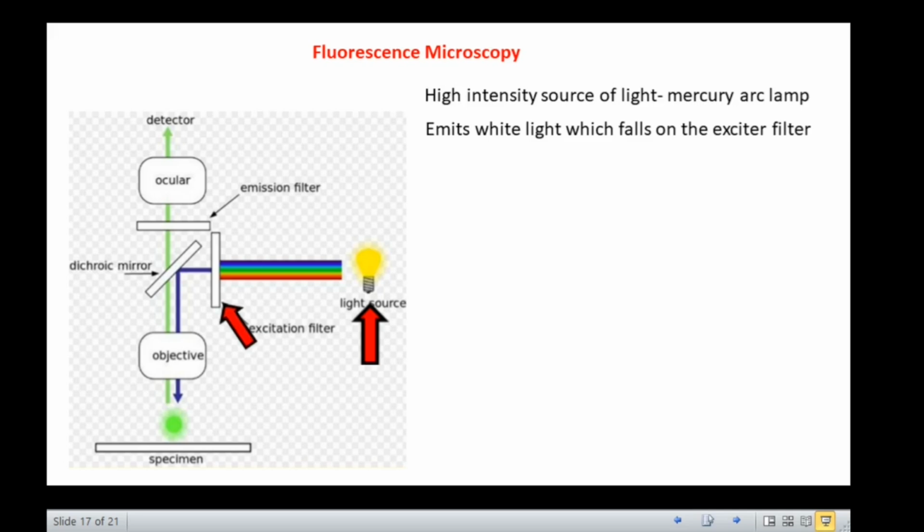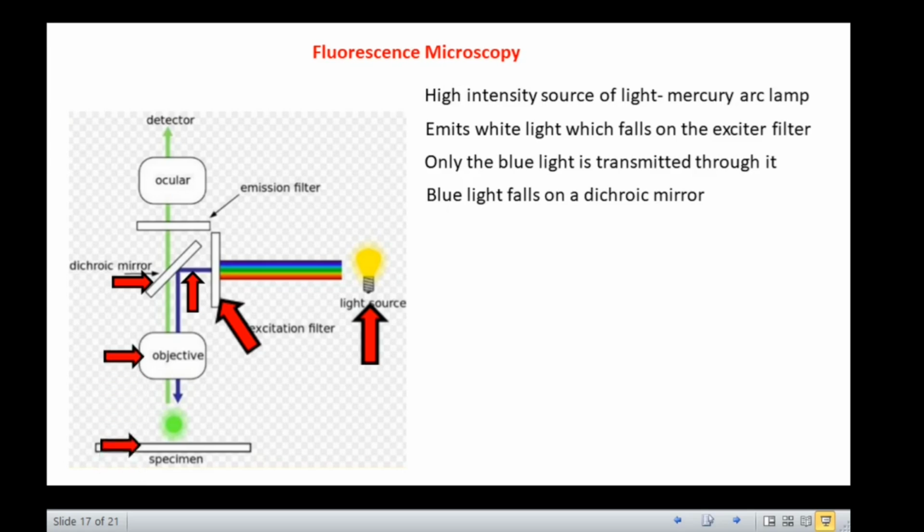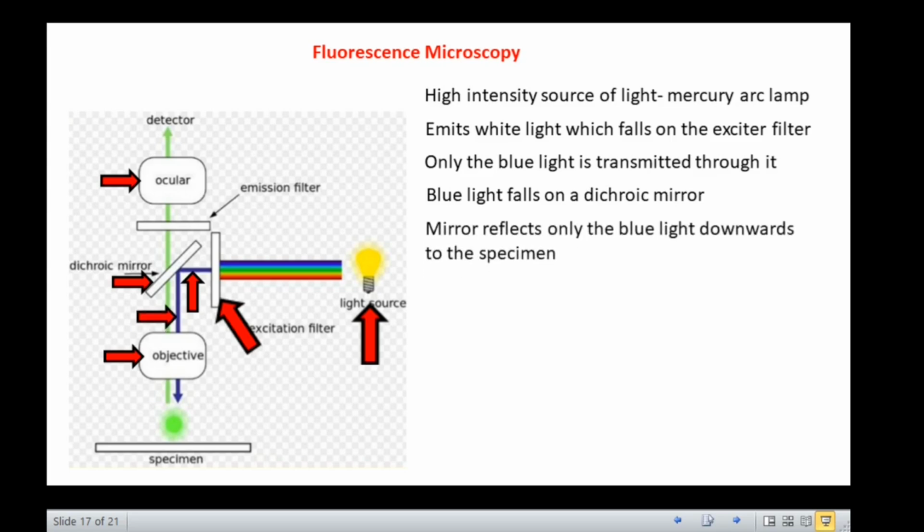The exciter filter is such that only the blue light is transmitted through it, whereas all the other colors are blocked off. The blue light falls on a dichroic mirror which is placed at an angle of 45 degrees between the objective lens and the eyepiece. The mirror reflects only the blue light downwards to the specimen.